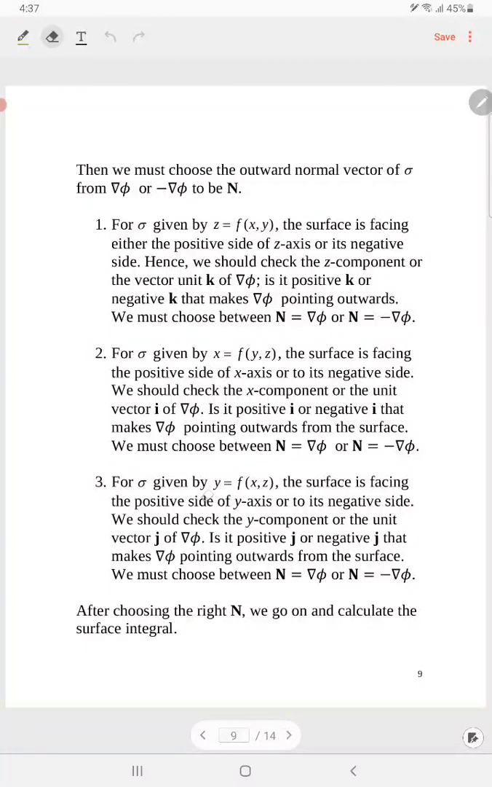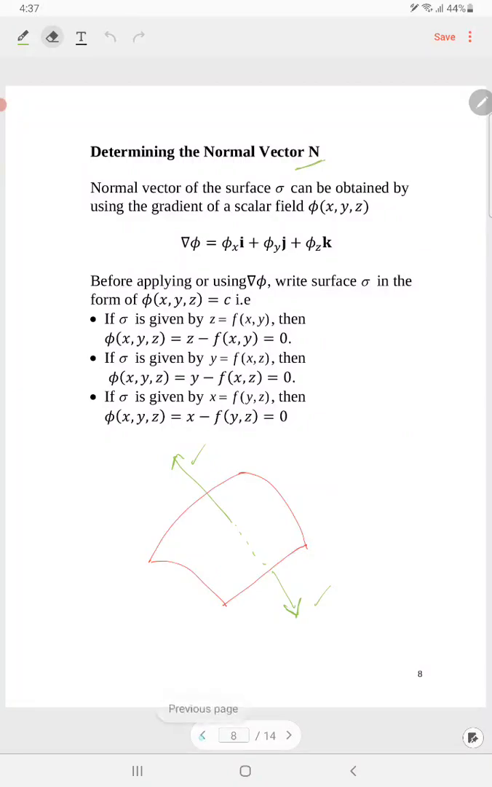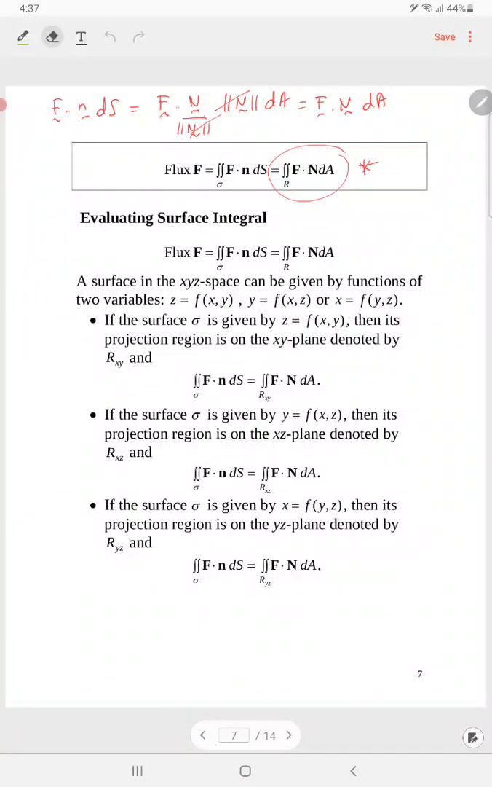If your surface is given as y as a function of x and z, you check for the y component. The surface will either be facing the positive y-axis or negative y-axis. So you check for the y component. So that is your normal vector. It's either del phi or negative del phi. Okay, once you have that, then you can evaluate by using this formula, because then you know which one is your normal vector.